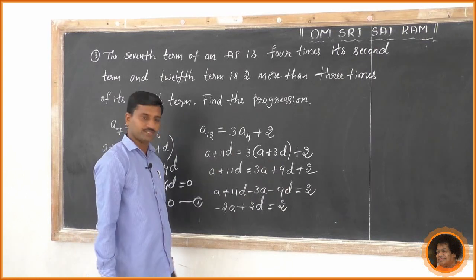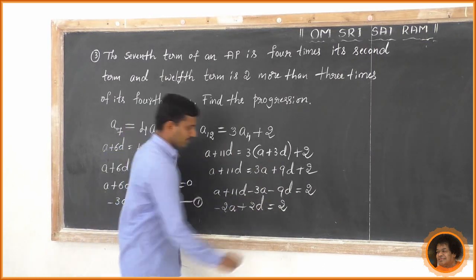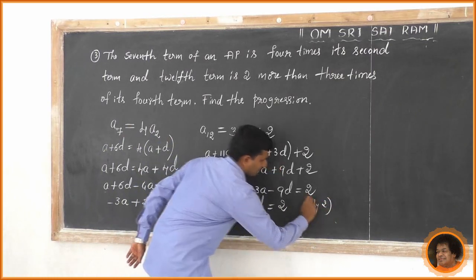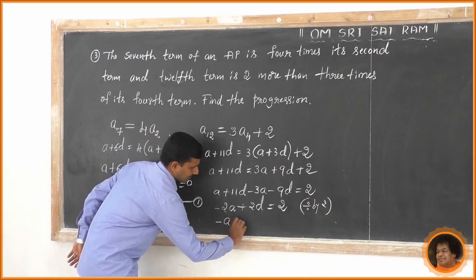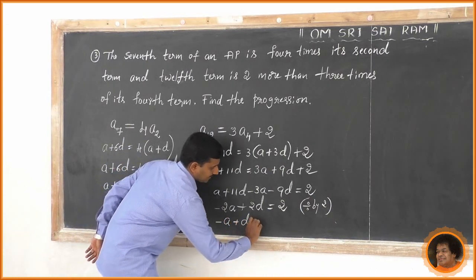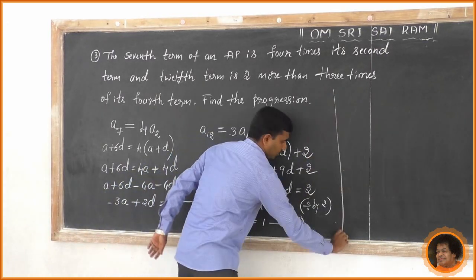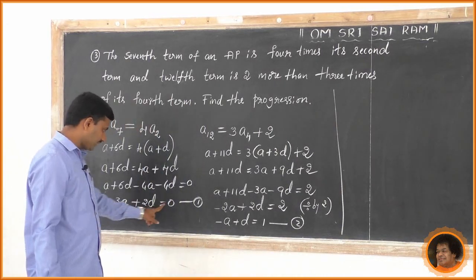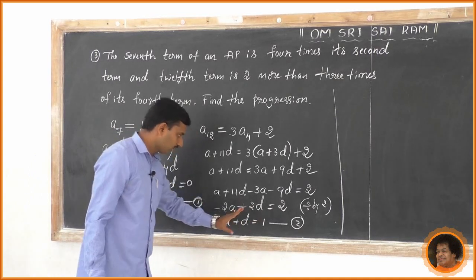Just look at the coefficients. Here 2, here also 2, here also 2. 2 is the common term. So divide throughout by 2. So we get minus A plus D equal to 1, equation number 2. Now take equation 1 and equation 2: minus 3A plus 2D equal to 0, and minus A plus D equal to 1.